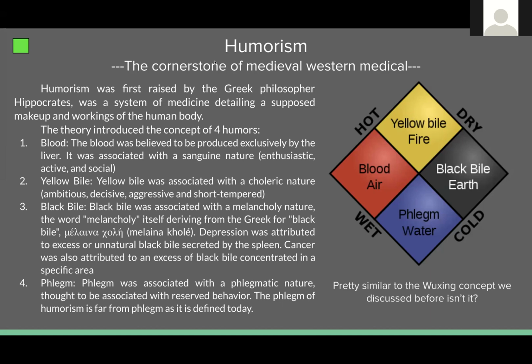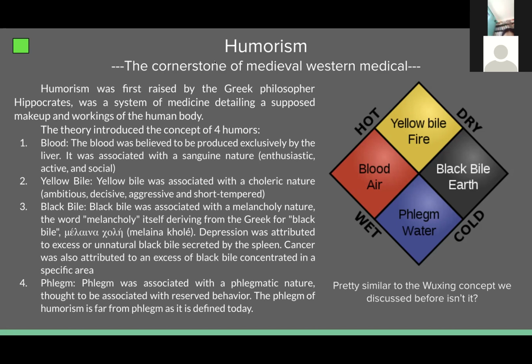The second body liquid is yellow bile. Yellow bile was associated with a choleric nature, which includes ambitious, decisive, aggressive, and short-tempered. The third one is black bile. Black bile was associated with the melancholy nature. The word melancholy itself is actually derived from the Greek for black bile. Depression was attributed to excess or unnatural black bile secreted by the spleen. Cancer was also attributed to an excess of black bile concentrated in a specific area.